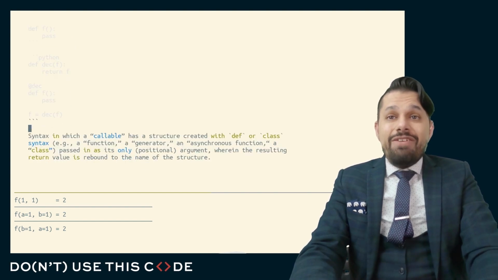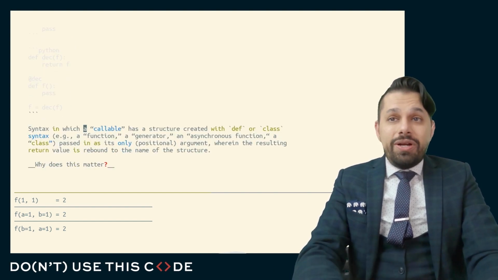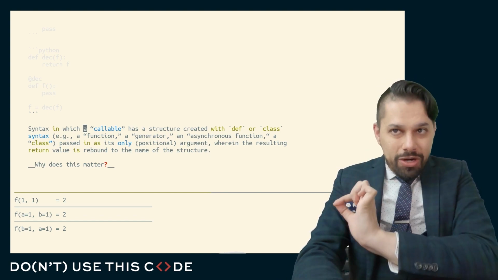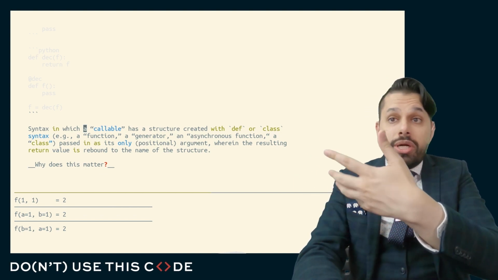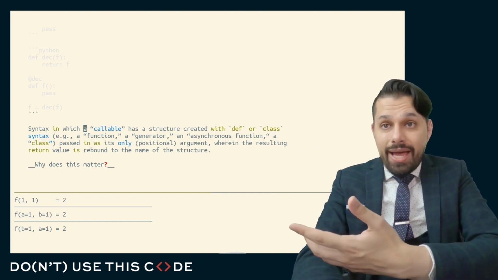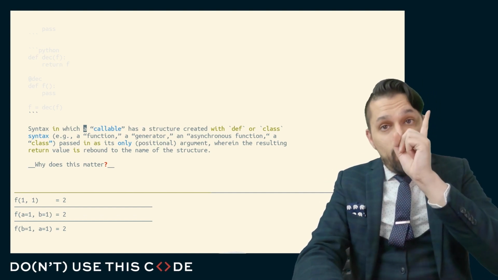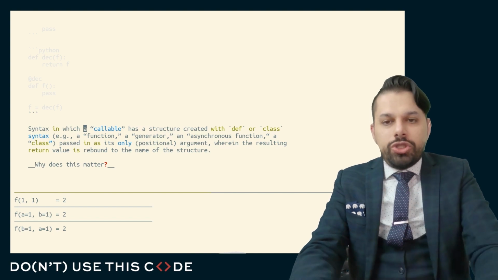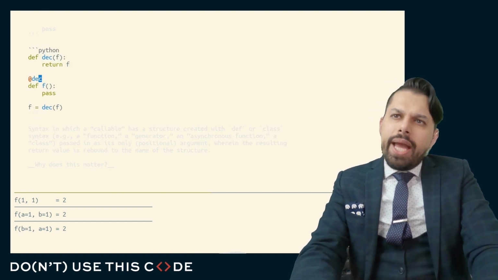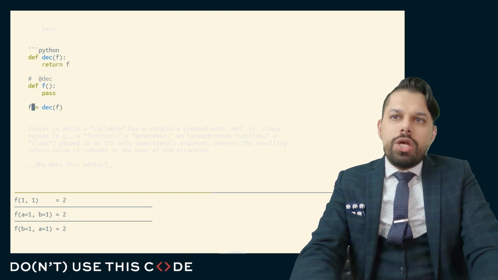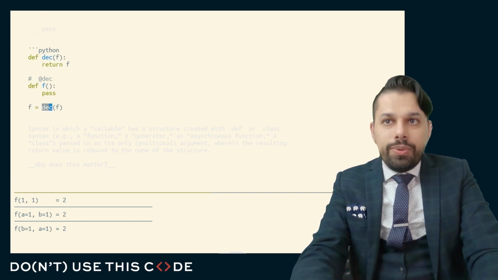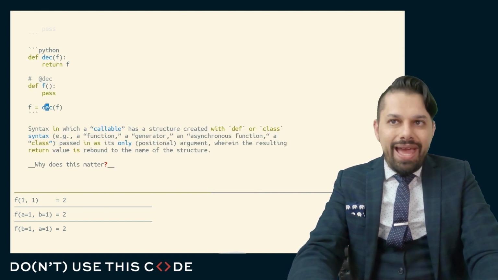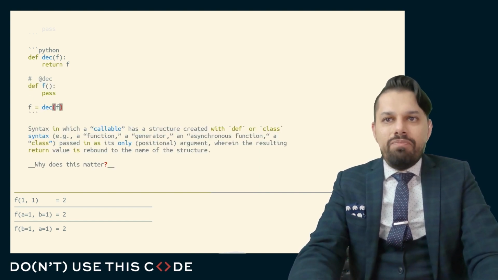In fact, if we think about it strictly, a decorator is syntax in which a callable has some structure that is created with def or class, i.e. a function, a generator, an asynchronous generator, or a class, and that thing is passed in as the only positional argument to the callable, and the result of that callable is rebound to the name of the structure. In other words, applying a decorator like this is basically equivalent to taking this thing, which is any kind of callable, against this thing, which is anything that is defined with def or class, and taking whatever the result of that thing is and rebinding it to the same name.